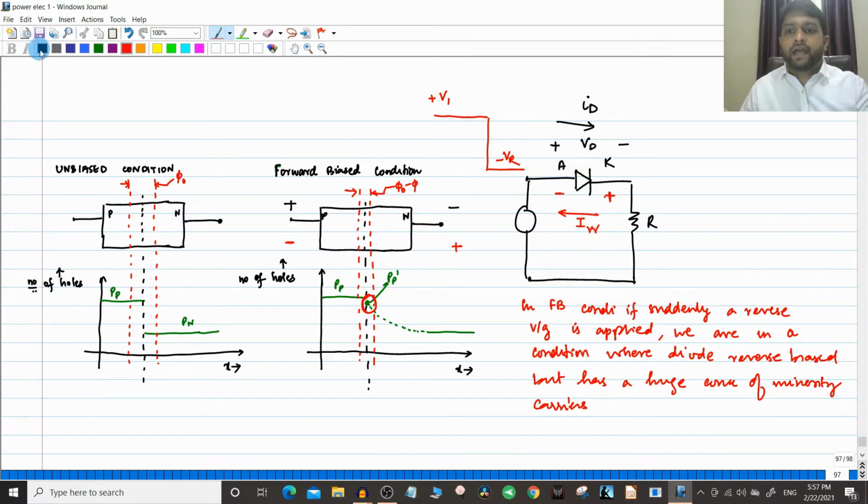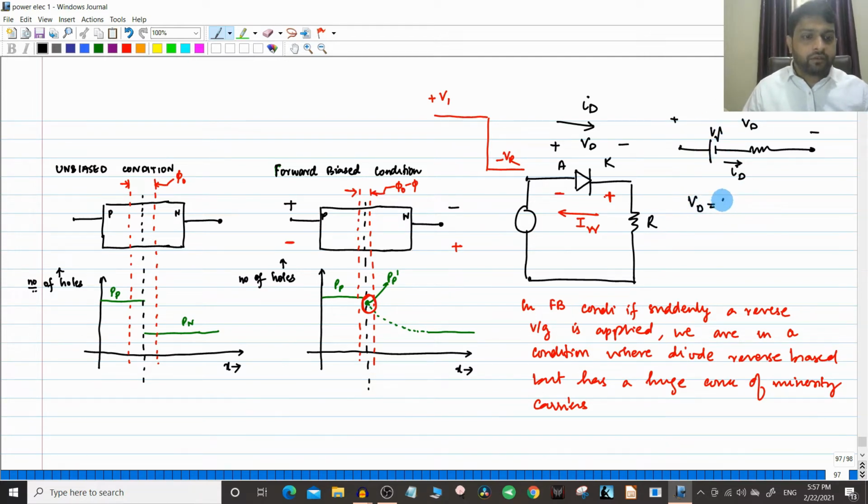Now, for any diode, you know that we can write an equivalent model. So the diode is usually represented by a voltage source and a series resistance, right? And this is the diode polarity, VD, and this current is ID. This voltage is called V gamma. Now, if you write a KVL for this particular equation, you know that VD will be equal to V gamma plus ID into this diode resistance RD, right?